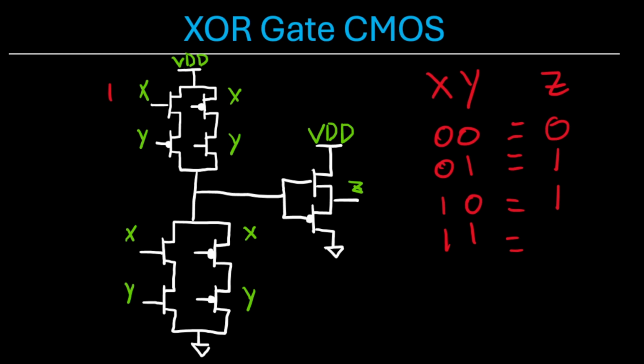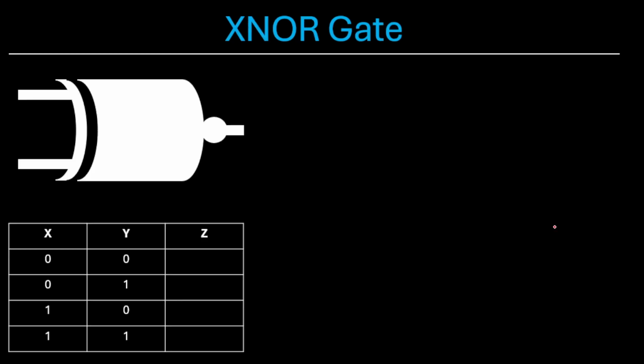And lastly, for input 1, 1, this NMOS is on, this PMOS is off. This PMOS is off, so VDD is not connected. However, these two NMOSs are both on, so ground is connected to the two gates of these transistors, which then turns this PMOS on and connects our output Z to ground, giving us an output of 0.